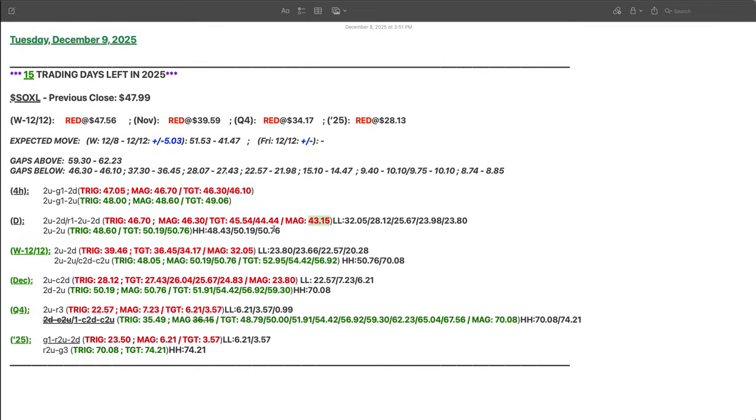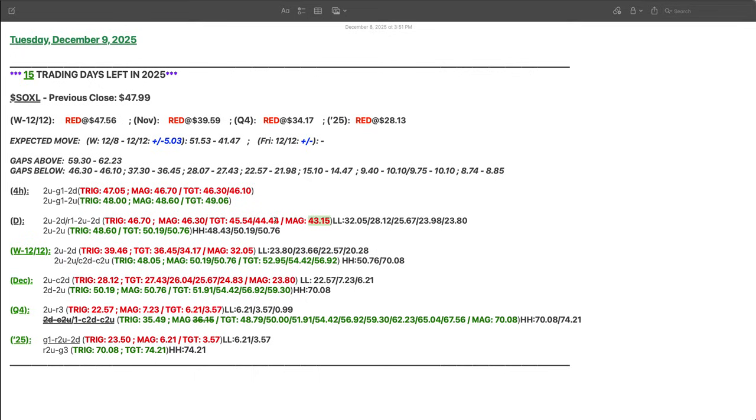Now again, we talked about how the uptrend that we're in, 46.70 to 43.15, more than a $3 move. That's a huge move for SOXL. Even for SOXL, you don't see those types of moves, but every so often. Haven't had a huge day lately, so maybe we are in store for that tomorrow.